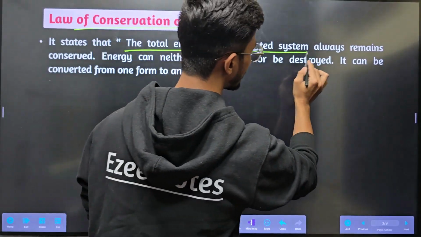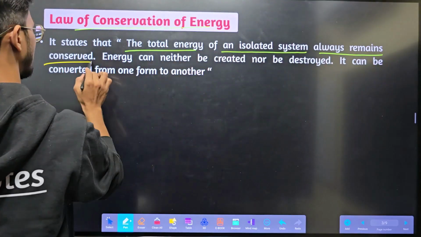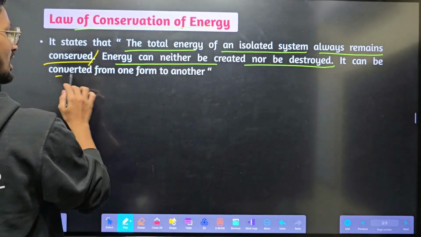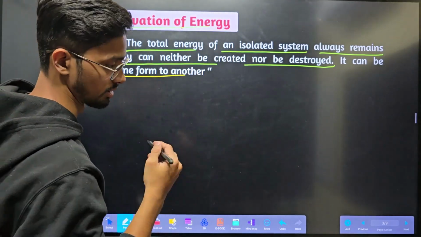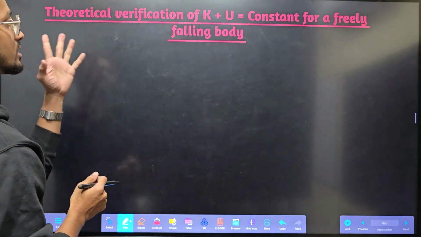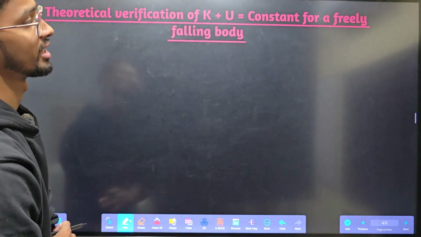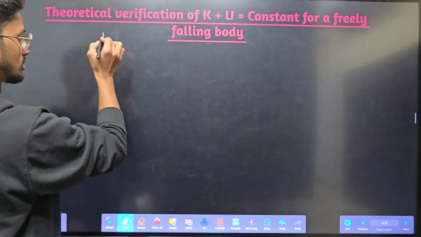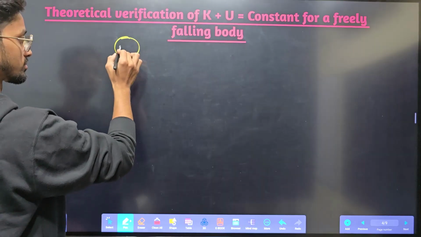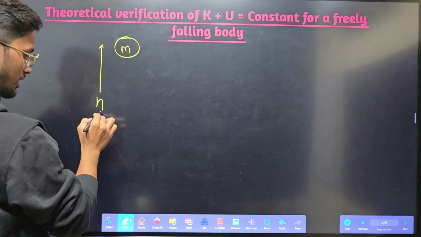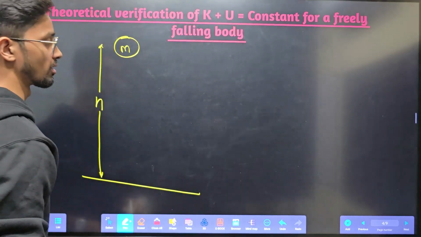The total energy of an isolated system always remains conserved. So we can say that energy can neither be created nor be destroyed, but can be converted from one form to another form. So let us see a mathematical form of this theoretical verification. Kinetic energy plus potential energy is constant for a freely falling body. So this is a freely falling body of mass m, which is h height above the ground. This is the ground.